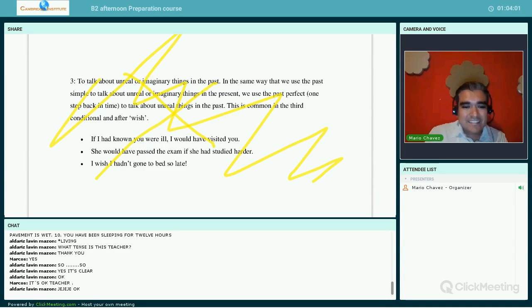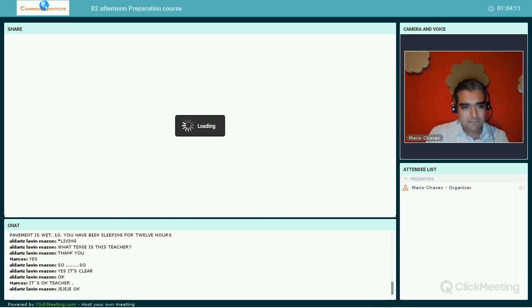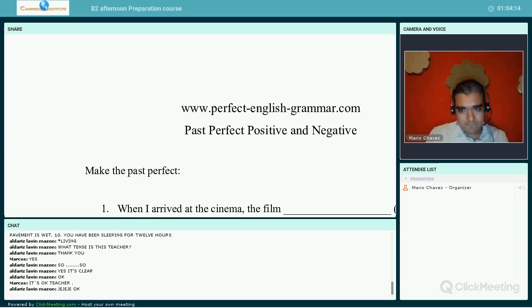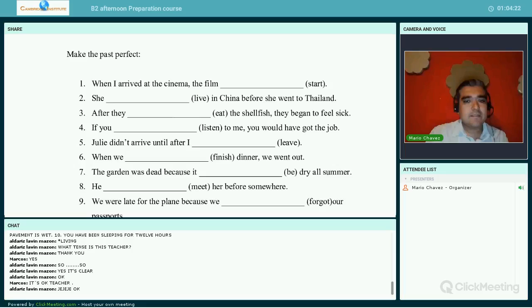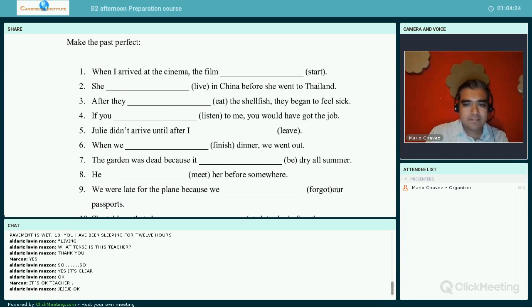Let's see. I have some activities right here for you. It says, make past perfect. Example: when I arrived at the cinema, the film started. The film what? When I arrived at the cinema, the film had started. The past participle of start is started.